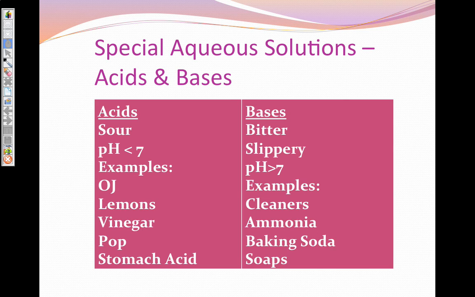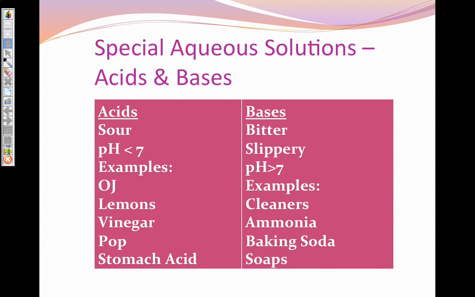We know that the pH of acids are less than 7. And we're going to talk more about the pH scale in the third set of notes and how we got that pH scale. Some examples that fall under this category: orange juice, lemons, vinegar, soda pop, stomach acid.